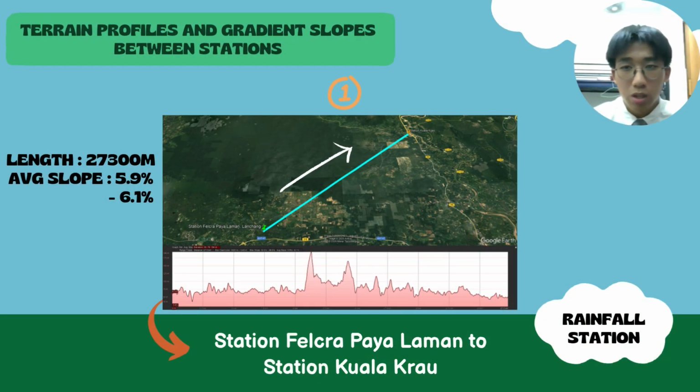Now I'm going to present the terrain profiles and gradient slope between stations. I'm using Google Earth Pro to draw the path between the stations to calculate the gradient slope between stations. We have 3 rainfall stations and 1 water level station that I will explain later. For the first path, from station Felcra Paya Laman to station Kuala Krau, this path has a length of 27,300 meters and an average slope of 5.9% and negative 7.1%.